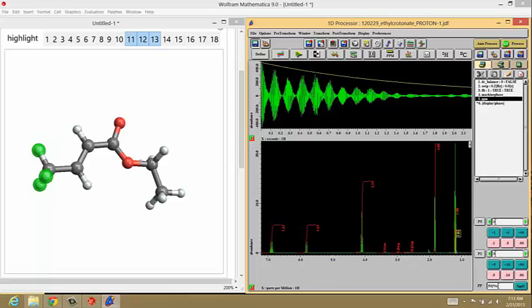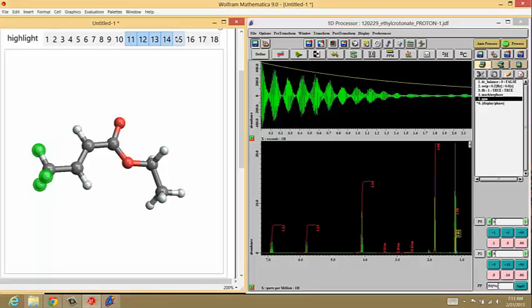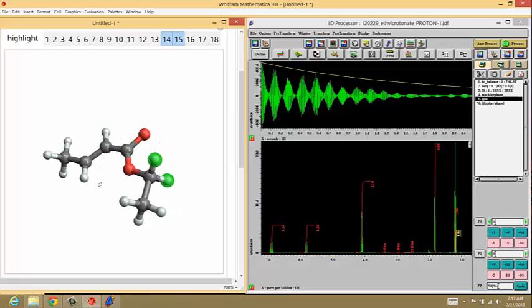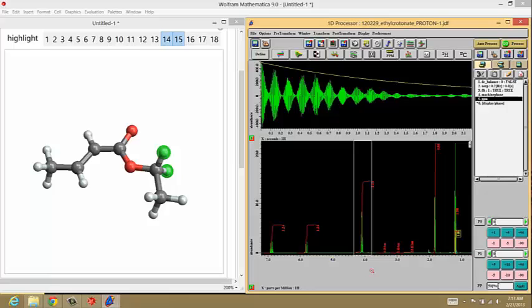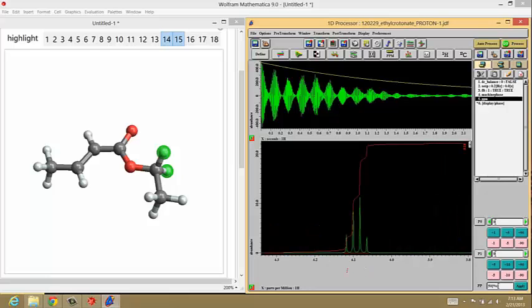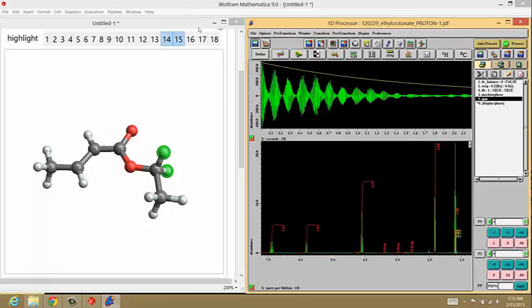Let's take a look at our CH2 group. The CH2 group has a neighbor with 3 equivalent hydrogens in it. 3 plus 1 is 4, so we should expect this signal to have a set of 4 peaks. 1, 2, 3, 4. And this one looks correct. 1, 2, 3, 4. And these should be roughly in a 1 to 3 to 3 to 1 ratio. Great.